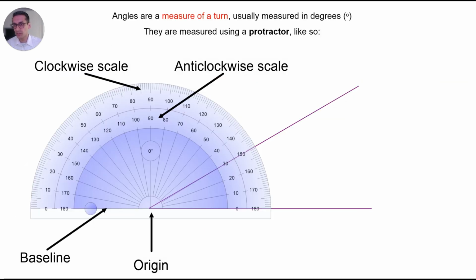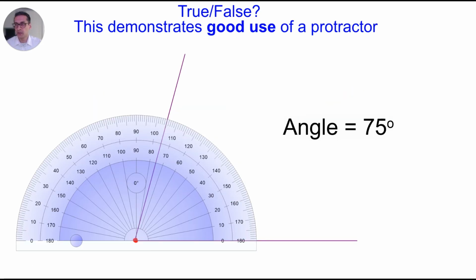Okay, we'll do a quick recap here. Key things that you've already learnt. We've got clockwise scale, the outside scale, and the inside, anti-clockwise scale, baseline, origin, and then when you have an angle itself, you've got a vertex of the angle and then the two arms which make the angle itself.